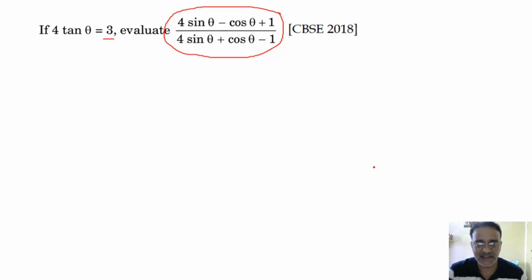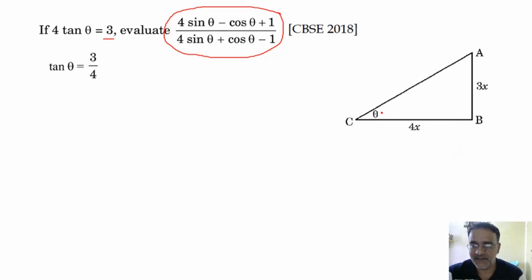So traditional method बोले तो फिर हम लोग को triangle बनाना पड़ेगा. We have to make a triangle, right? So tan theta is opposite by adjacent, that is AB upon BC. So क्योंकि ratio है इसलिए 3k या 3x ले सकते हैं, 4x. So यहाँ पे मैंने 3x लिया है. So AB is equal to 3x and BC is equal to 4x.